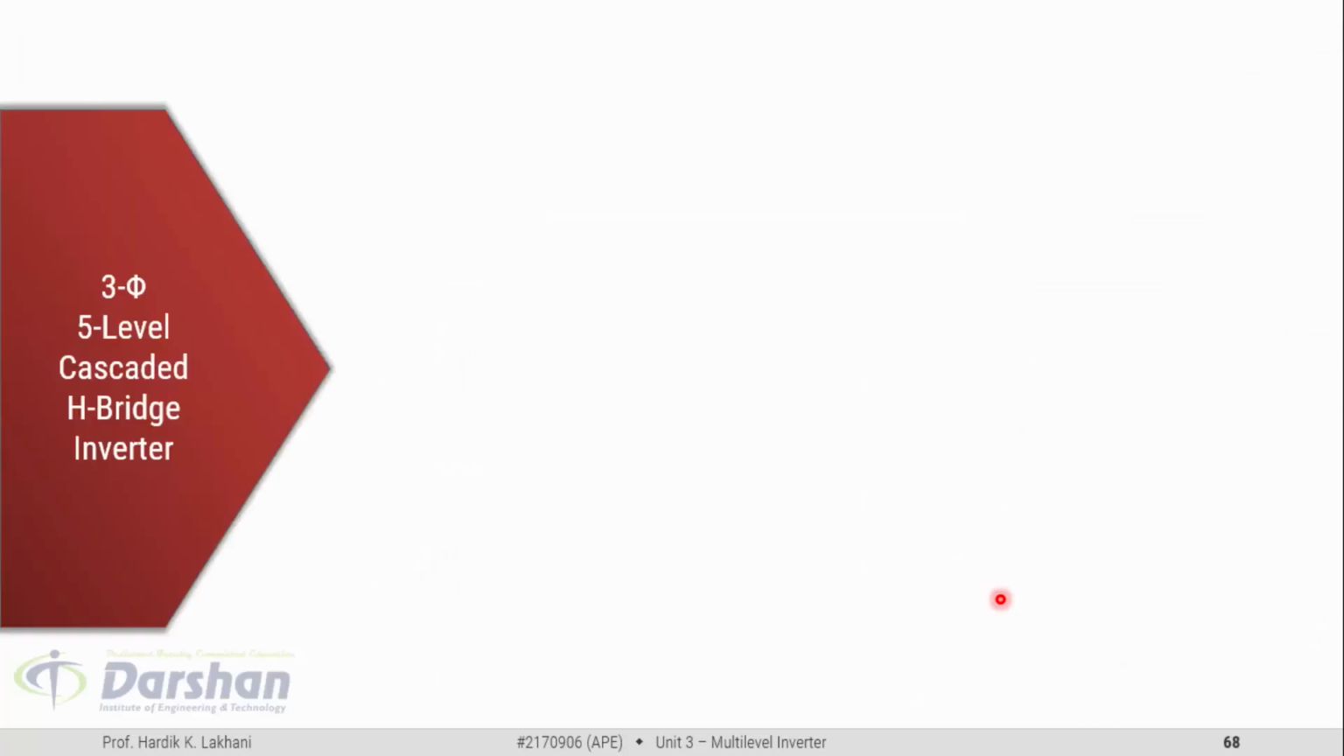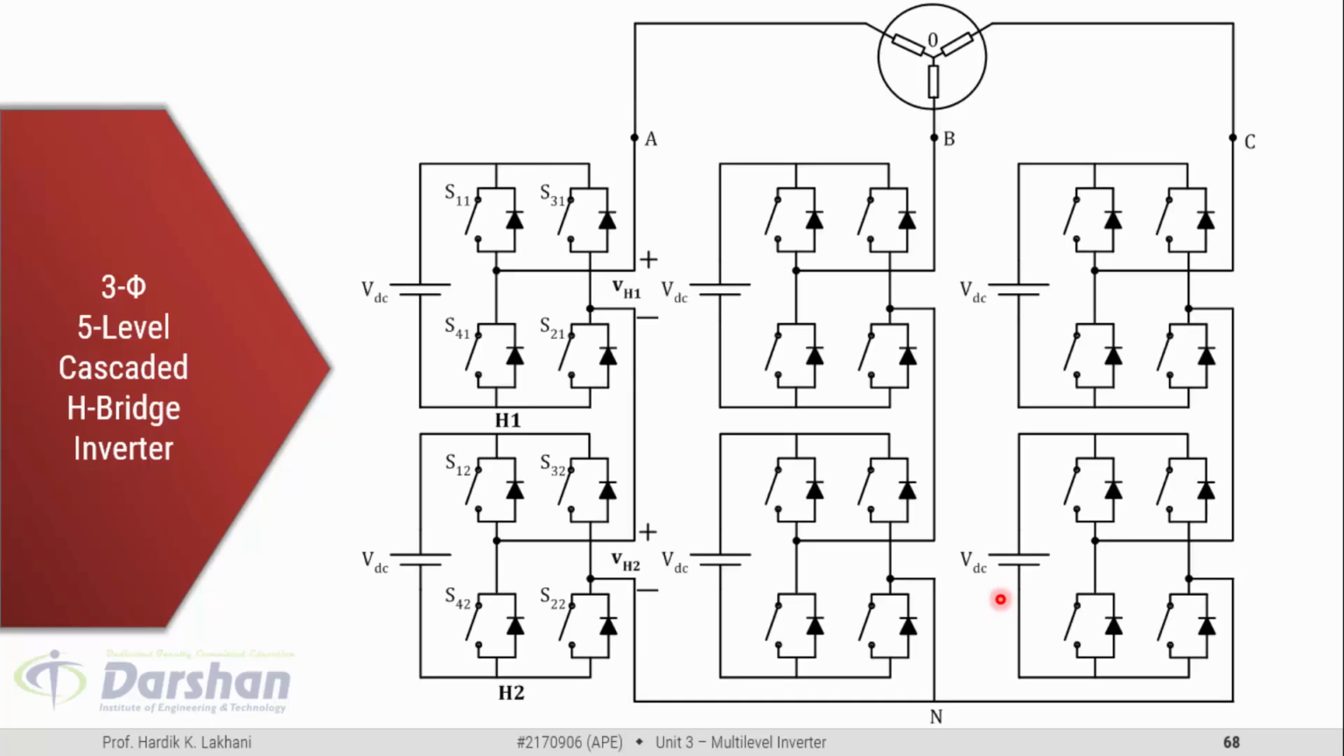3-phase 5-level cascaded H-bridge multi-level inverter. I am going to show you the diagram to produce a 5-level signal, and that 5-level signal should be for a 3-phase load. So, 3-phase 5-level cascaded H-bridge multi-level inverter. This portion in the diagram produces the 5-level signal for phase A, this portion produces the 5-level signal for phase B, and this portion produces the 5-level signal for phase C.